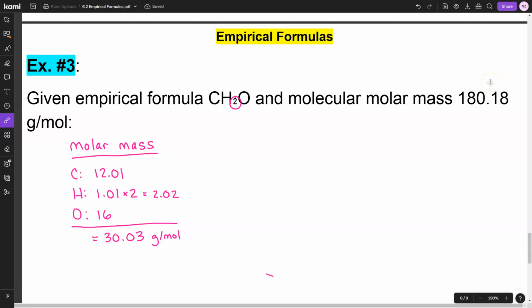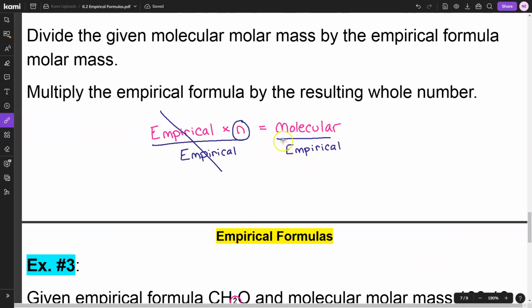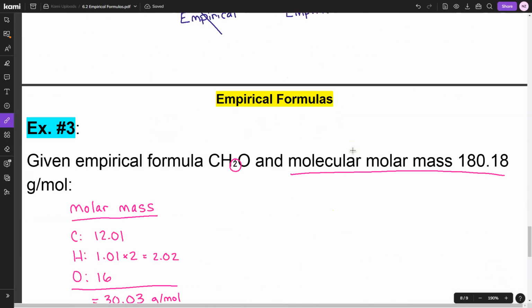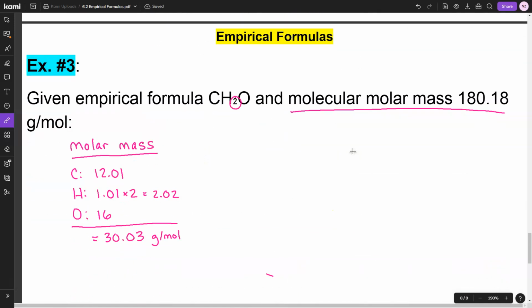So our molecular molar mass is 180.18. So to find that multiplier that we need, again, we're going to divide the molecular by the empirical molar masses to get that multiplier n. So n is going to be equal to 180.18 over 30.03. So if I do the math here, that ends up being 6.